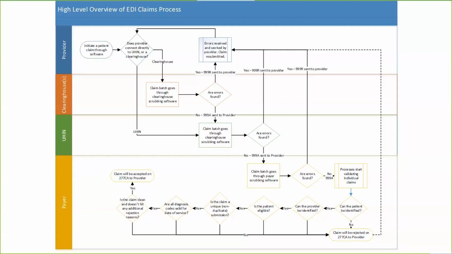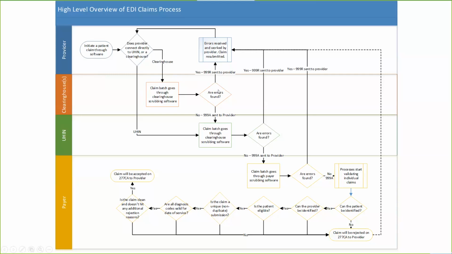So I'm a visual person. Most people are, and I like workflows because they help me visualize a process. So here we have you have initiated a claim through your software, and then depending on if your software connects directly to a clearinghouse or UHIN, you will go one way or the other. So if you use a clearinghouse, it's going to go through your clearinghouse scrubbing software and determine if there's any errors. And if there are, it will send you back that 999 reject to work and resubmit.